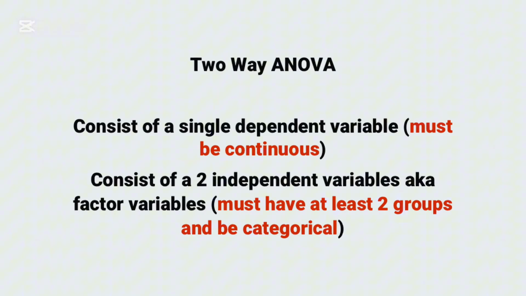For one-way ANOVA, we have just one dependent, one independent, and the independent must be categorical and it must have at least 2 categories. Now, the two-way ANOVA is just a one-way ANOVA on steroids in the sense that for a two-way ANOVA, we still have just one dependent variable, which must still be continuous and can take decimal values. And for your independent variables, we have 2 of them. And these 2 independent variables must have at least 2 categories.